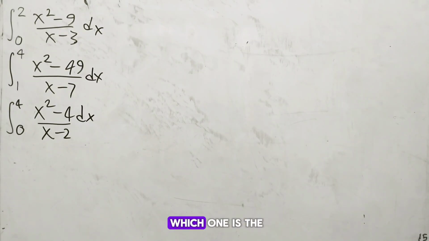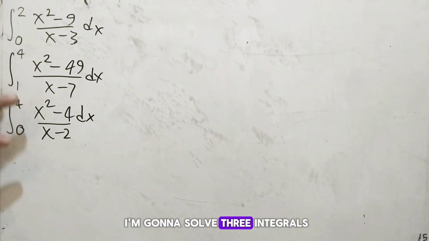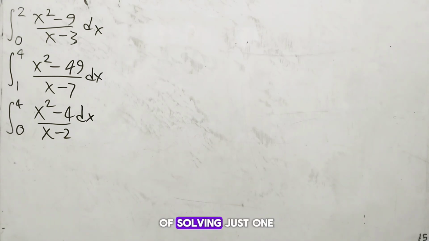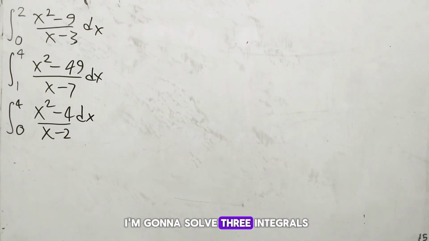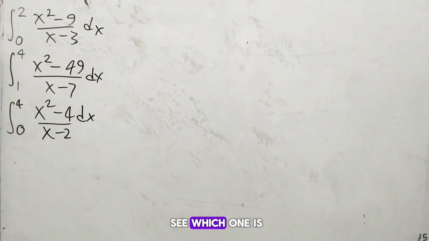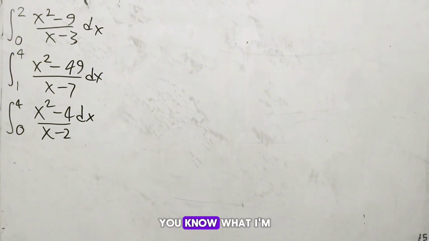Can you guys spot which one is the improper integral? So hello guys, today I'm going to solve 3 integrals because I got bored of solving just one. In this video I'm going to solve 3 integrals, and can you guys see which one is the imposter? Which one that you cannot just crisscross, the one that you can't just simplify easily. Well, to find that, I need to solve the questions first, right?